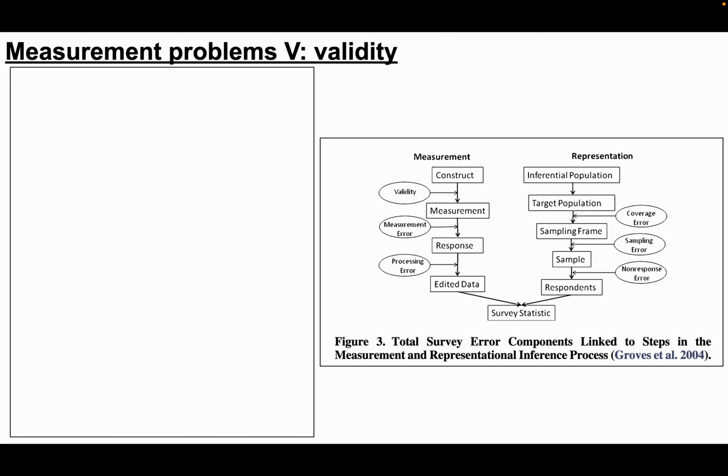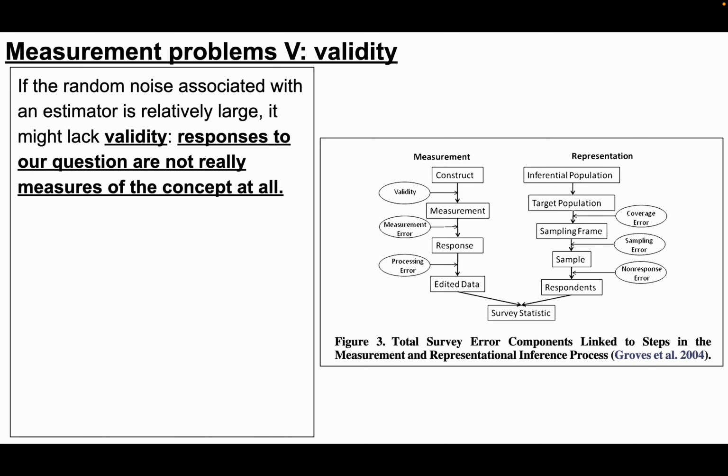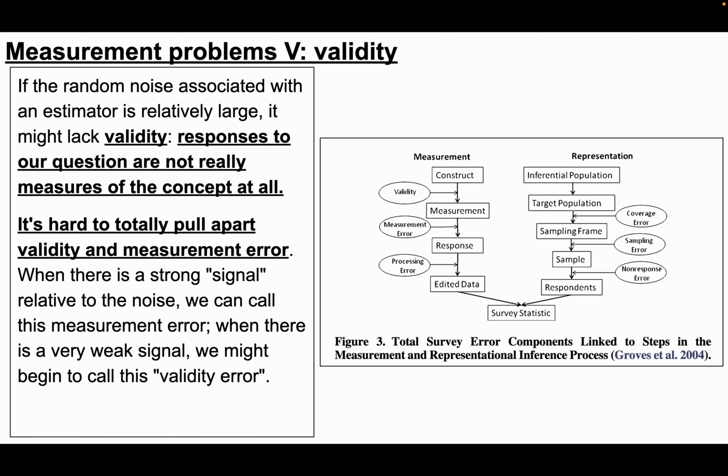Okay, let's finally come to validity. So if the random noise associated with an estimator is relatively large, we might even go so far as to say that it lacks validity. So responses to our question are not really measures of the concept at all. It's kind of hard to totally pull apart validity and measurement error. So when there's a strong signal relative to the noise, we can call this measurement error. But when there's a very weak signal, we might begin to call this validity error.